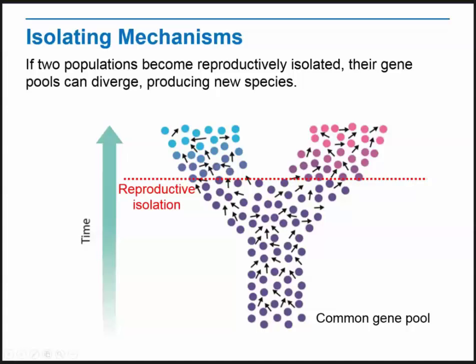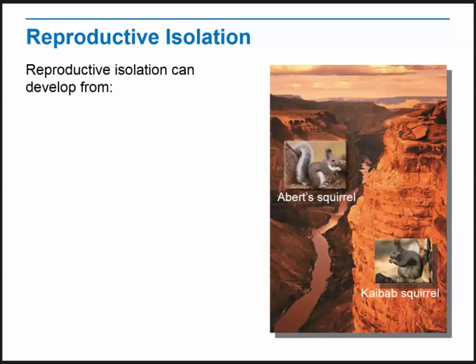Once members of two populations stop interbreeding, changes in one gene pool cannot spread to the other. When this happens, we say that reproductive isolation has occurred. So what happens when populations become reproductively isolated? They may evolve into two separate species through speciation. Reproductive isolation can develop in several ways, including behavioral isolation, geographic isolation, and temporal isolation.